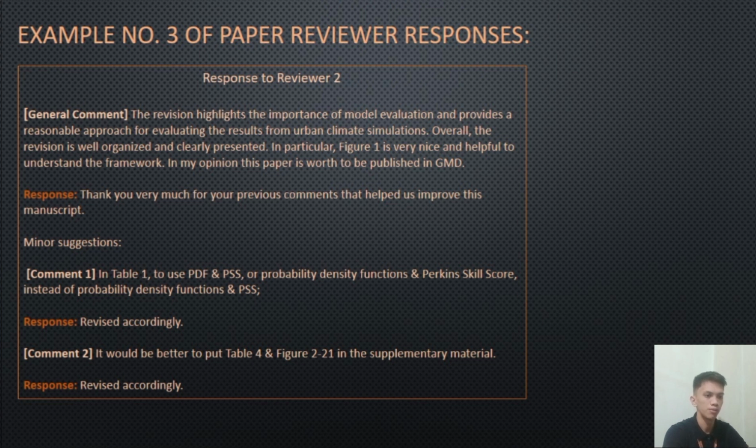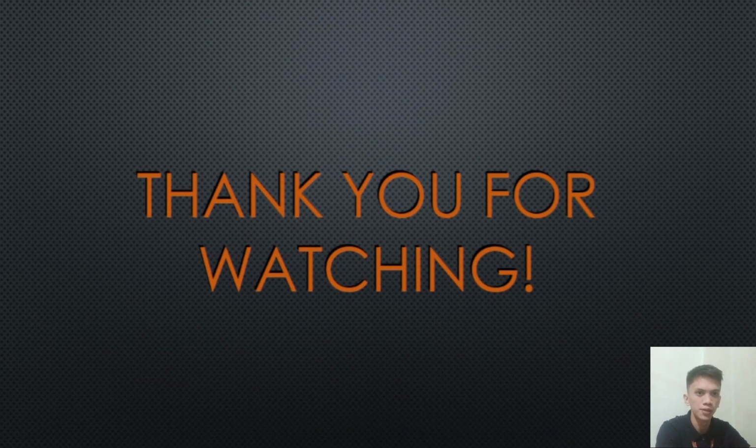Minor suggestion. Comment number 1. In Table 1, use PDF or PSS, or probability density function and Perkins skill score, instead of probability density function and PSS. Response. Revised accordingly. Comment number 2. It would be better to put Table 4 and Figures 2 to 21 in the supplementary material. Authors respond. Revised accordingly.